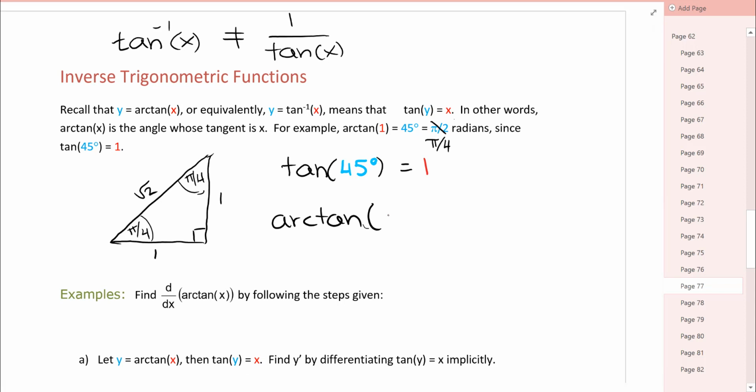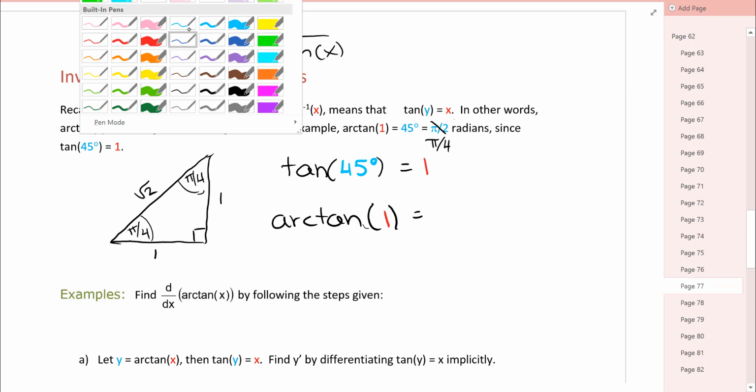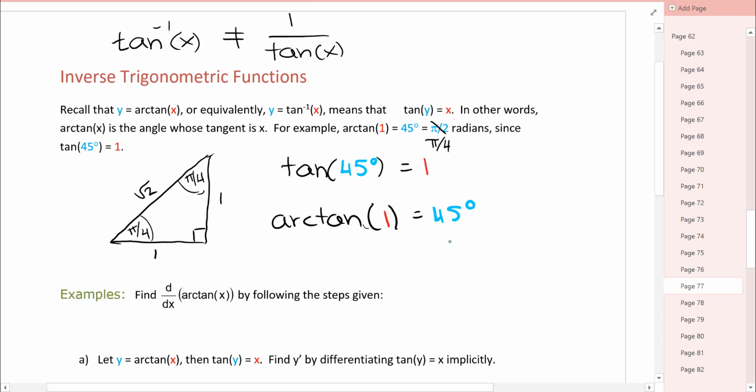Arctan 1 equals, well, if you're in degree mode, equals 45 degrees, or pi over 4 radians. Okay.